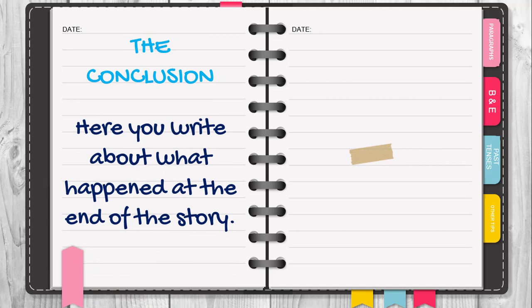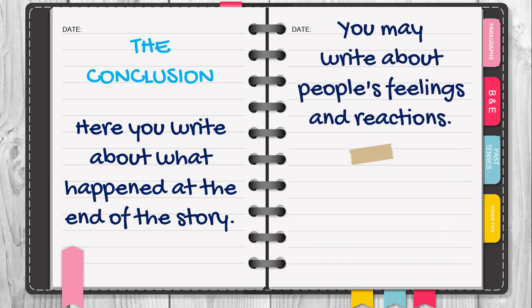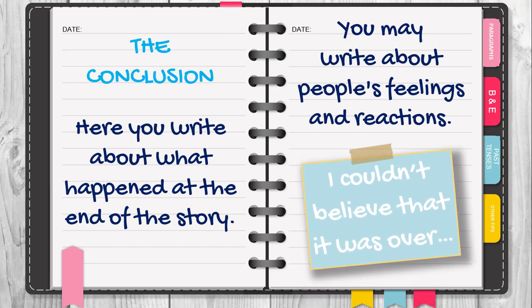The conclusion. Here, you write about what happened at the end of the story. You may write about people's feelings and reactions. This is an example: I couldn't believe that it was over.